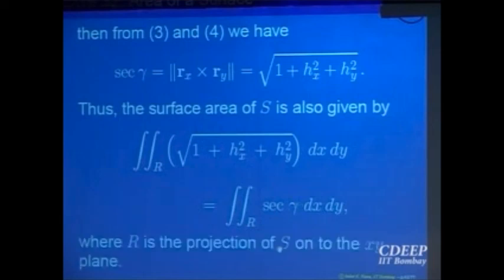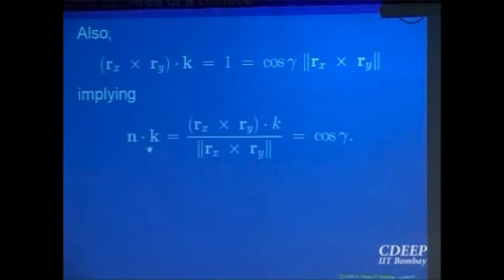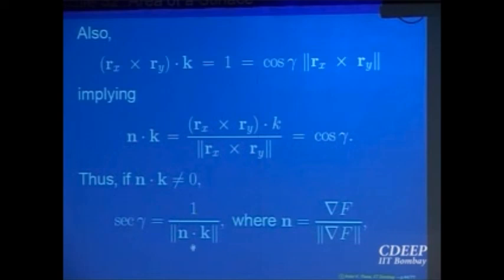Or sometimes this secant gamma can also be computed in terms of the function F, because explicit means what? Z is equal to h(x,y), which I can also write as capital F(x,y,z) equal to h(x,y) minus z equal to 0. From there also I can compute secant gamma. So another way of writing the same is n dot k, that is the cos of the angle gamma. So secant gamma is 1 over the norm of n dot k.